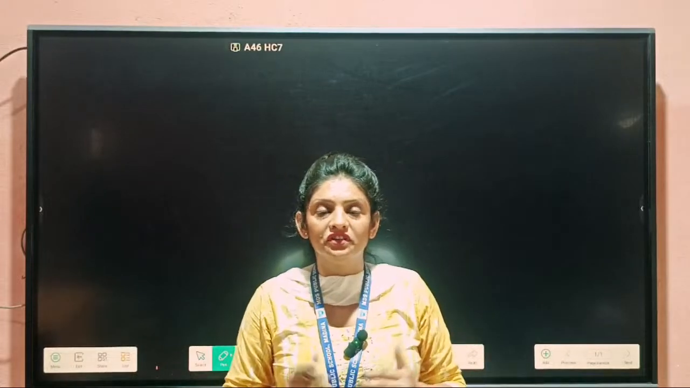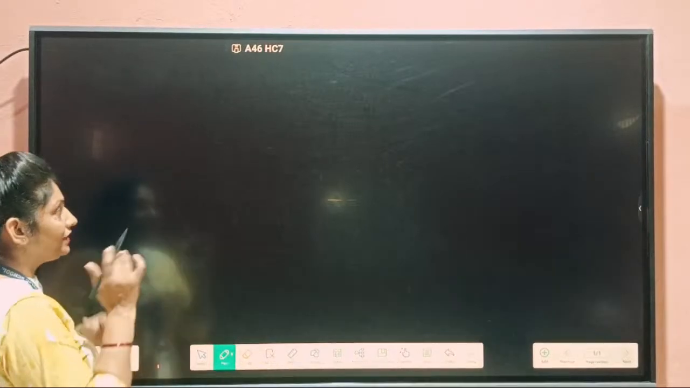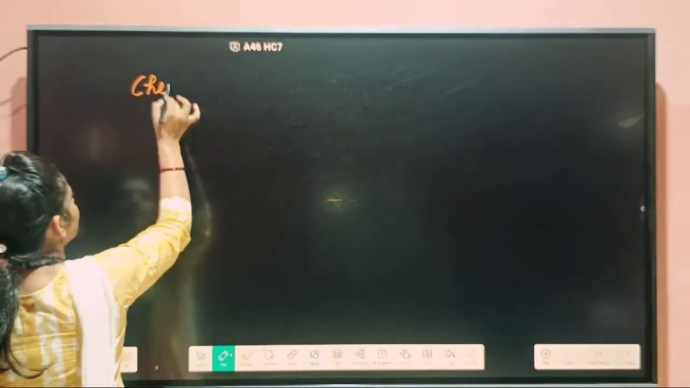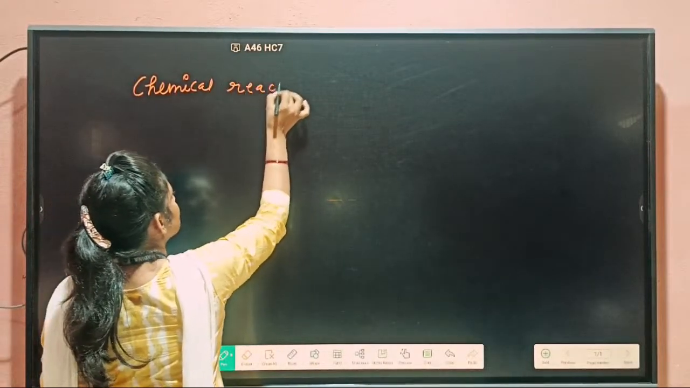Students, as you know, we have started chapter 2, that is acid, base and salt of class 10th. We have already covered the physical properties of acids and bases, and we discussed the indicators also. So today we will discuss the chemical properties of acids. Chemical properties of acids means chemical reactions of acids.